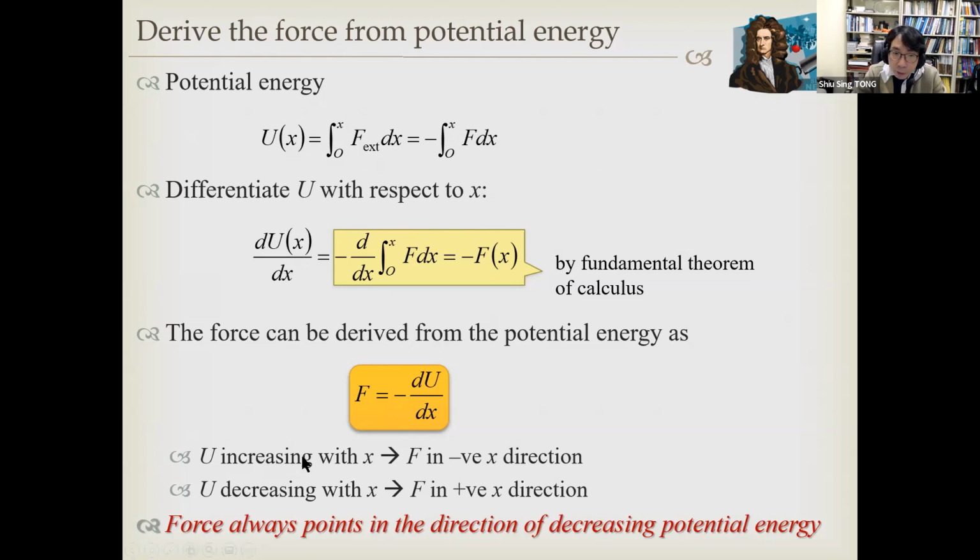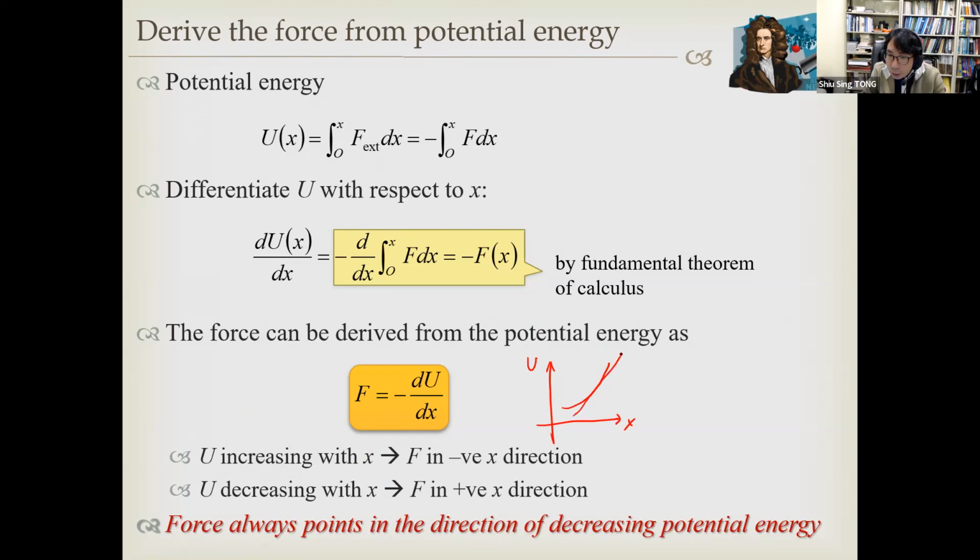Now, an interesting feature is the following. Suppose U is increasing with x. Now, let us plot a graph. Suppose I plot a graph of U versus x, and I find that U is increasing with x. So U is increasing when I go to a larger x. The derivative, what is the derivative? The derivative is just what?